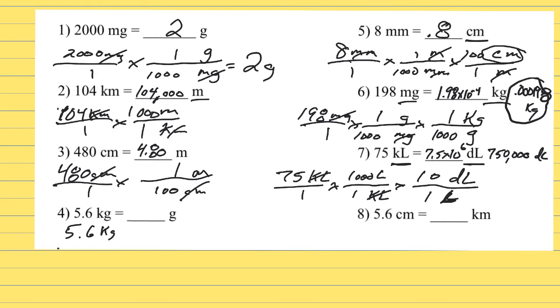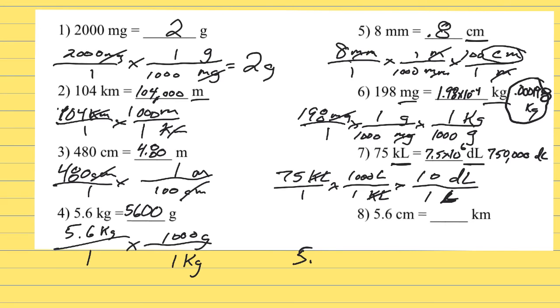5.6 kilograms over 1. 1 kilogram has 1,000 grams. 5.6 times 1,000 is 5,600 grams. And now we have one last two-stepper.